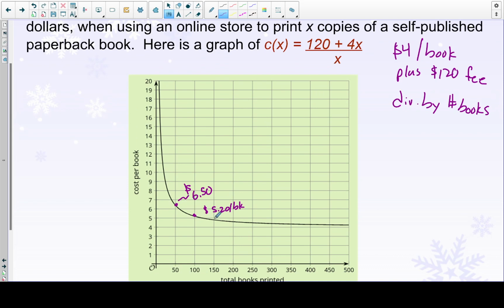I want you to think about what's happening as you go through and you print 300, 400, 500. What seems to be happening other than it's going down? I want you to think about whether there is some kind of stopping point. What's going to happen if I keep buying more and more and more books?